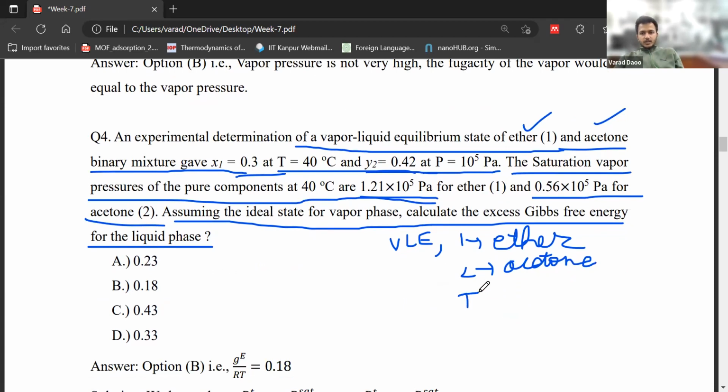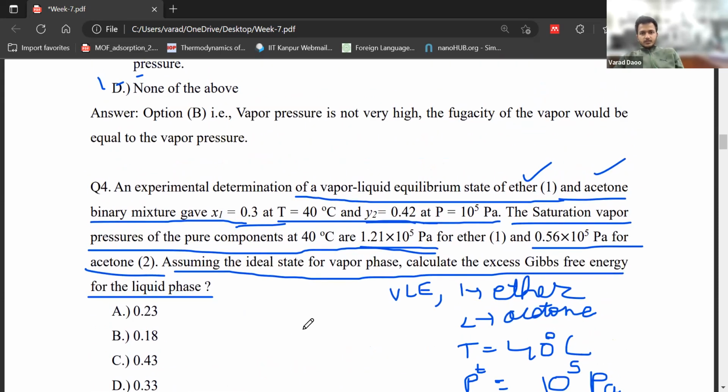And the temperature has been given to us as 40 degrees centigrade, right? Total pressure PT has been given to us as 10 to the power 5 pascals. Then what we are given is x1, the mole fraction of acetone in the liquid phase, is 0.3, and y2 also we are given, it's 0.42.